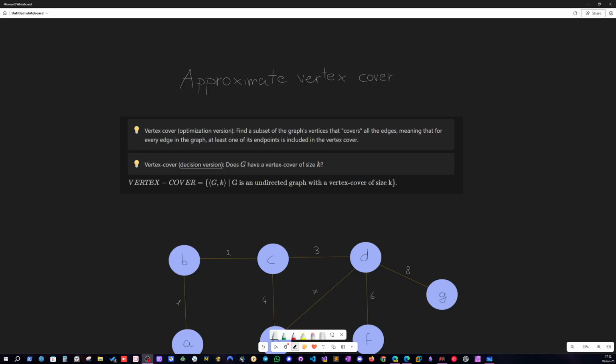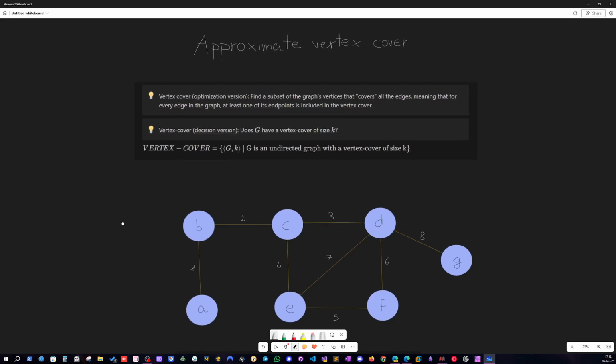Hello everyone, in today's video we will see the approximate vertex cover, that is, an approximate solution for the vertex cover problem. It's not the optimal solution but still a good solution. We will use an algorithm called the two-approx algorithm that will return a solution that is at most twice the optimal solution.